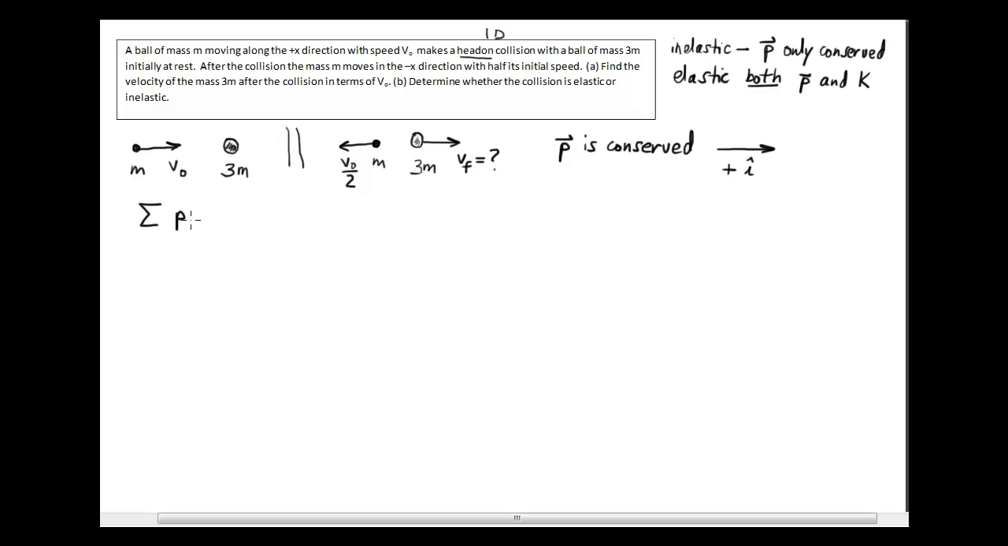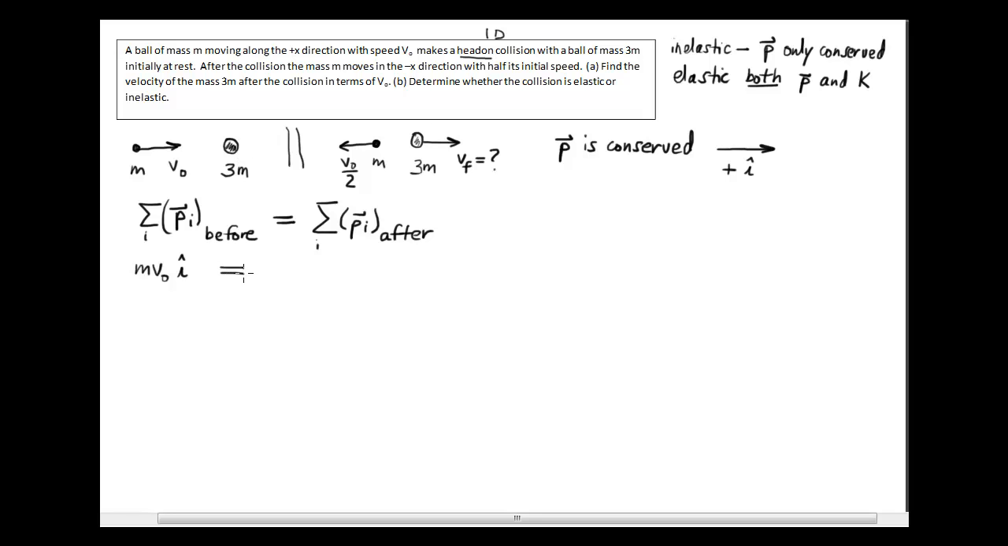We add up the momentum of all of the objects in the problem before the collision, and then we set that equal to the momentum of all of the objects after the collision, P_i equals P_f, and those have to be equal. Well, before the collision it's easy because only one object is moving, and its momentum is m v0 in the i hat direction. So we're going to call it m v0 i hat. And that's important because it indicates that the momentum is a vector. The mass 3m is not moving, so it has no momentum.